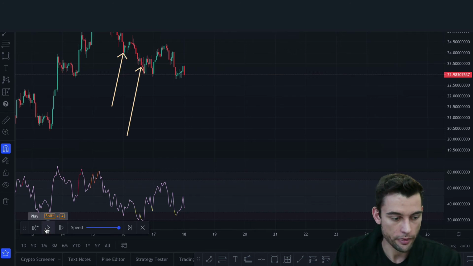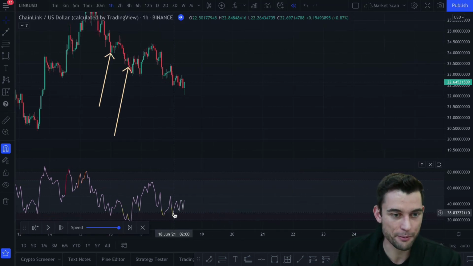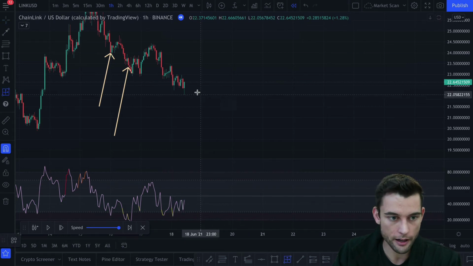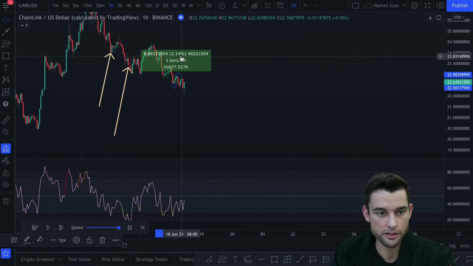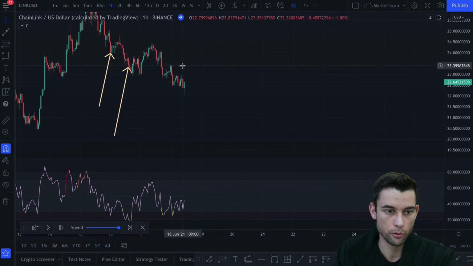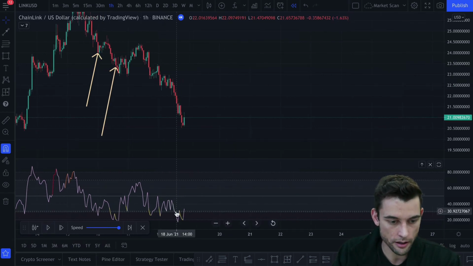Let's see the next time that it would have opened. Actually, it would have opened again immediately right here. Would we have gotten our take profit on this one? Yes, we would have gotten our take profit because it jumped up over 2%. So that's a win. That's another win. Let's see. Down here, it hit under 30 again.